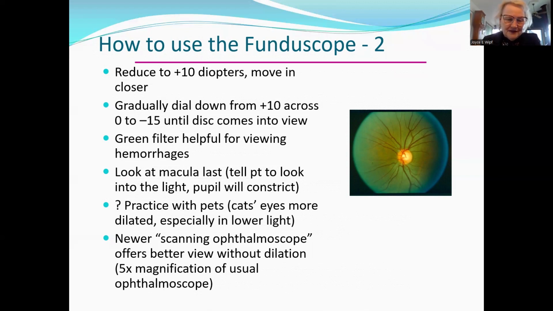You can practice, and I like to tell our students and residents to practice with pets. Cats have tens of thousands more rods and cones, allowing them to see in lower light, and maybe they will be willing to let you look in their eyes, which can be helpful. There are newer scanning ophthalmoscope options that offer a better view without dilation. They are of course much more expensive, but do give at least 5 times the magnification of the usual ophthalmoscope. So if this is something that you do in your practice, that's worth considering, depending on the situation of patients you're seeing.